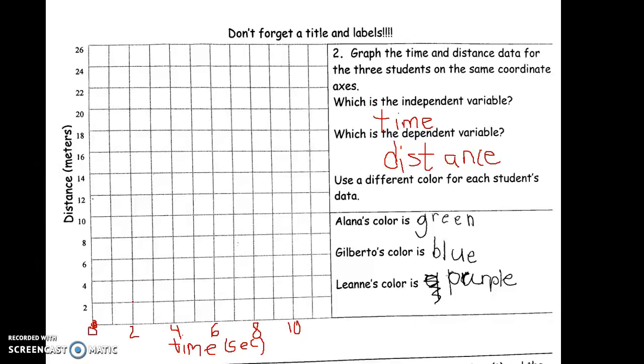So 2 seconds would be 2 meters, and I'm going to put a point here. And you're going to see what happens here in a second. 3 seconds would be 3 meters. But I'm not going to put a point there because it wouldn't be on the line. I'm going to make easy to read points only. So 4 seconds is 4 meters. 6 seconds is 6 meters. See, I skipped 5. 8 seconds is 8 meters. And 10 seconds was 10 meters.